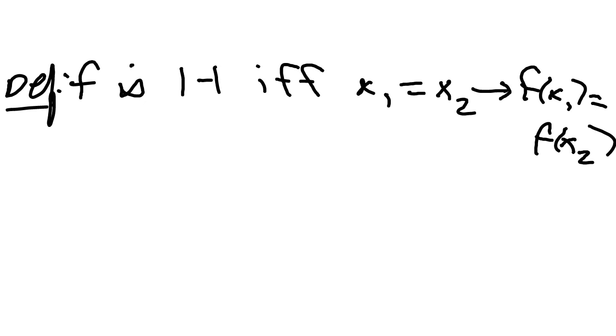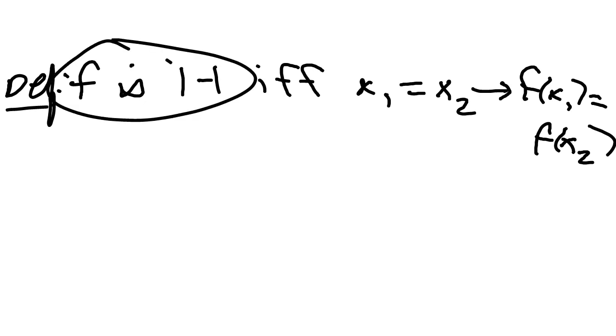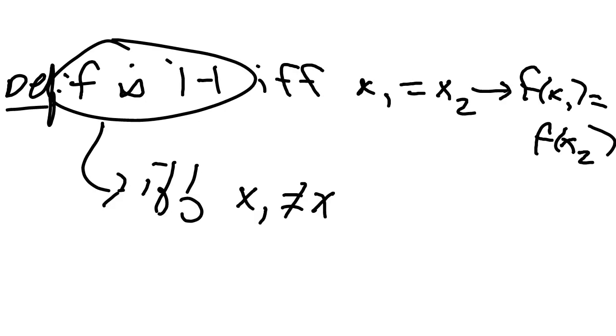But anyway, we could also say F is 1-to-1 if and only if x1 is not equal to x2. So if you have two different x values, then that's going to guarantee that the outputs are not going to be the same either.